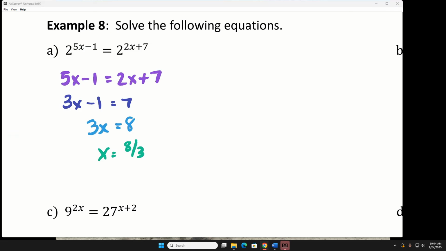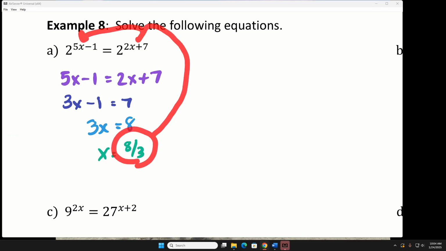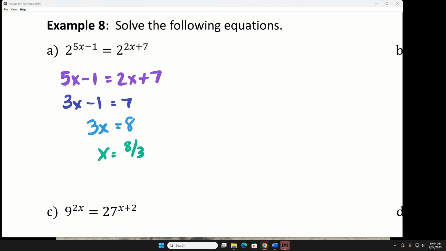We're good. If you wanted to check in your calculator, you can check the answers on Google Classroom, but if you wanted to check in your calculator, you could plug that 8/3 in, and you should get the same thing on both sides.